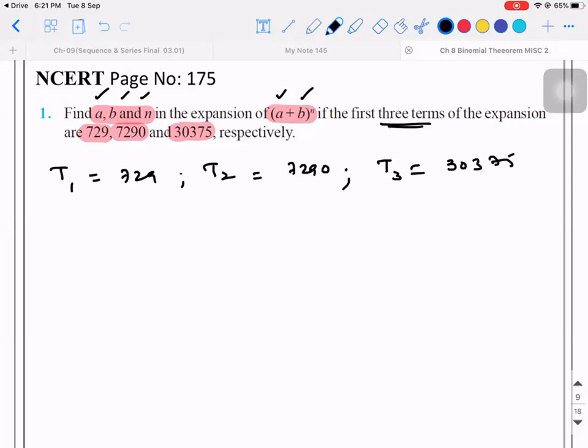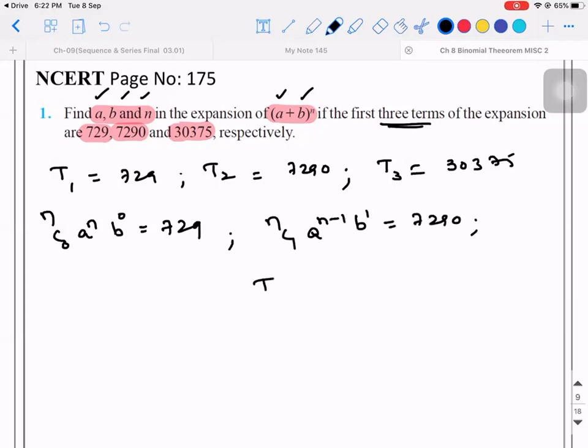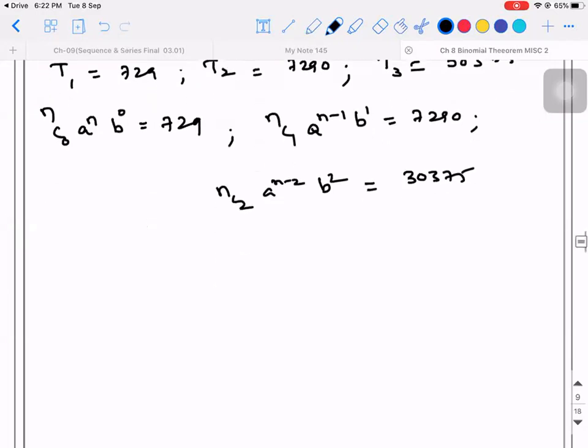So T1 is what? NC0 A power N B power 0. This is 729. Similarly, NC1 A power N minus 1 B power 1 is 7290. T3 is NC2 A power N minus 2 B square, that is 30375. Okay. So NC0 into A power N is 729. So A power N is 729 because NC0 is 1.